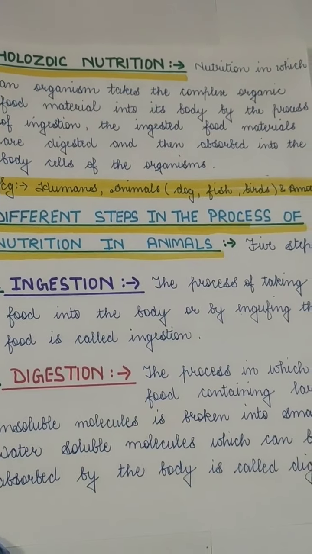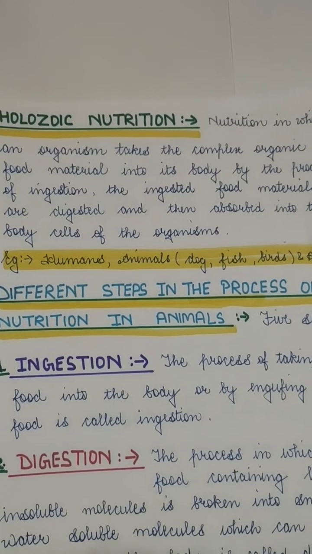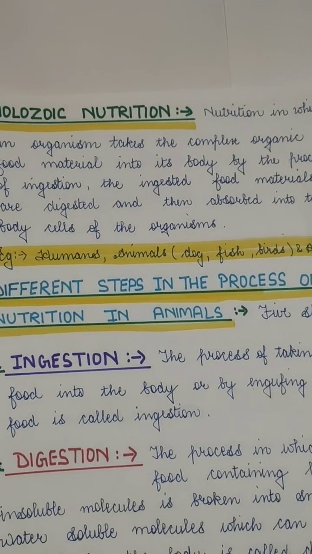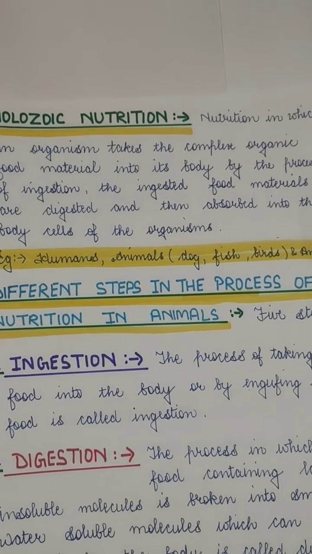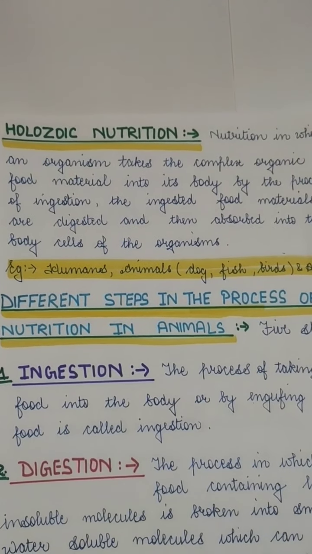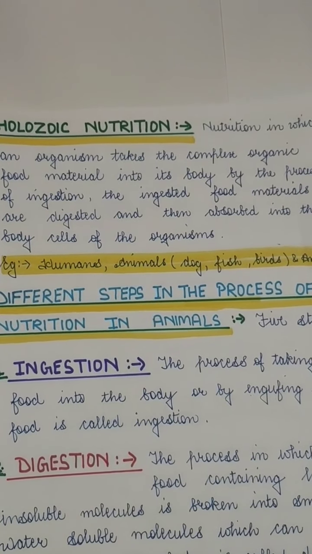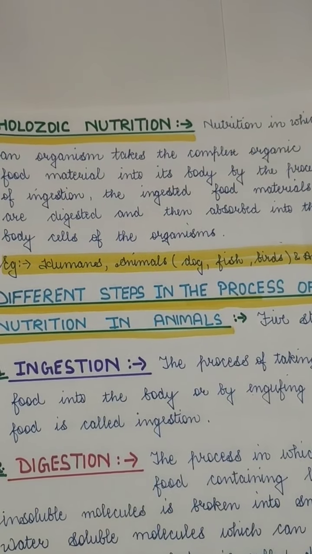Now holozoic nutrition is the nutrition in which the organism has to engulf its food through its mouth, or if it doesn't have any mouth, it can engulf its food by its body. Since it is the nutrition in which the food enters the body, they have to ingest the food in the body, they have to digest the food.